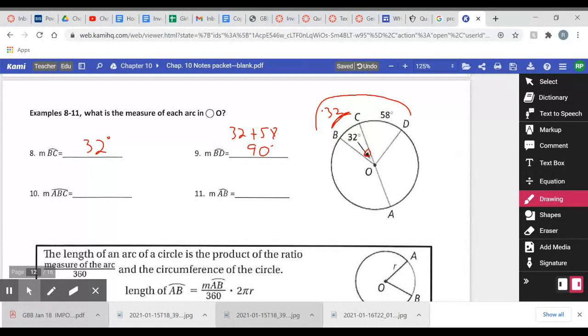Okay, the measure of ABC, let me switch the color here. So A to B to C, from here to here, we can see that arc meets up with the diameter CA, so it's exactly half the circle, so we know that's 180.